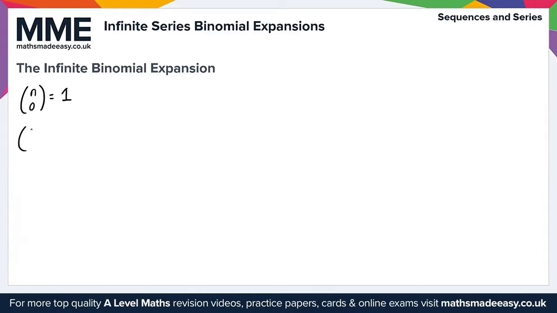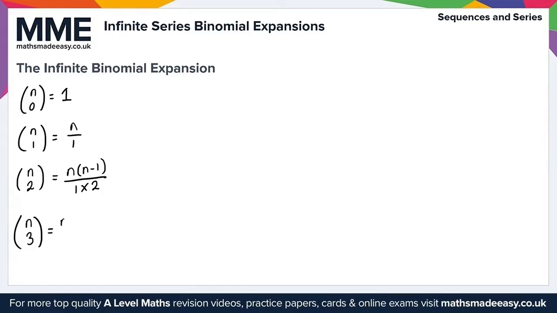If we take n choose 1, again just using our formula, this would give us n over 1. If we have n choose 2, that would simply give us n times n minus 1 over 1 times 2. And if we do this one more time, just so we can see the pattern forming, n choose 3 we would write as n times n minus 1 times n minus 2, all over 1 times 2 times 3. And hopefully you can see the clear pattern that has emerged.